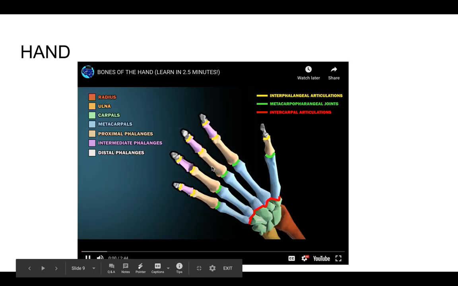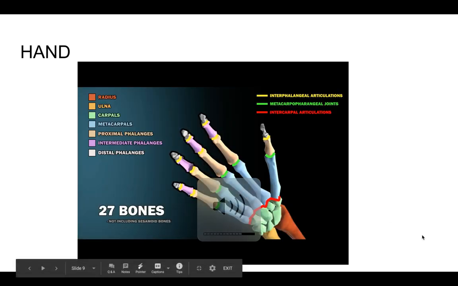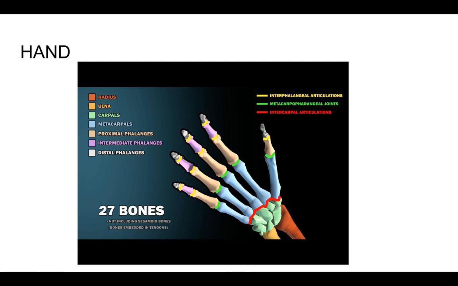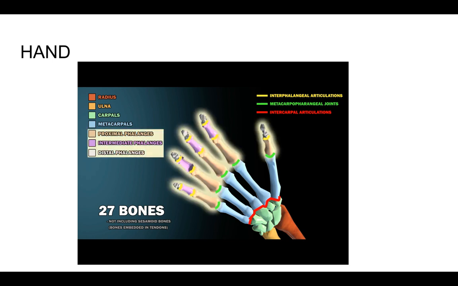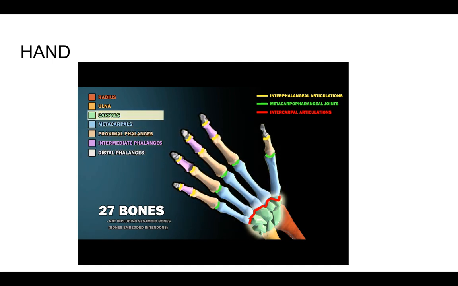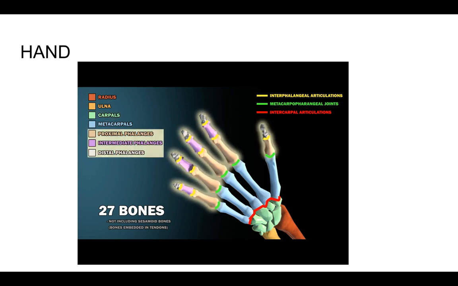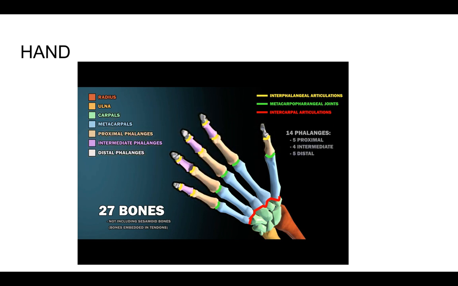The hand is made up of 27 bones, not including the sesamoid bones, or bones embedded in tendons. These 27 bones can be divided amongst three groups: the phalanges, the metacarpals, and the carpals. Let's start with the phalanges, which are the bones of your fingers. There are 14, and these can be divided into the distal, intermediate, and proximal phalanges. The distal ones are the most distant from your body's core, while the proximal ones are the closest to your palm. Your thumb is the only finger that lacks an intermediate phalanx bone, mirroring your big toe's structure.